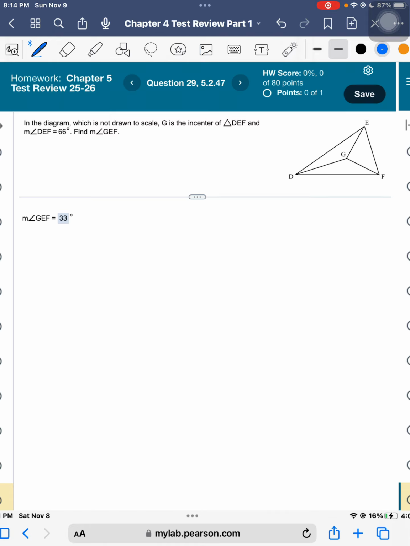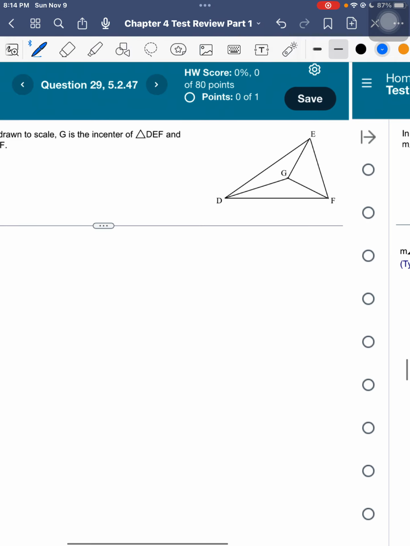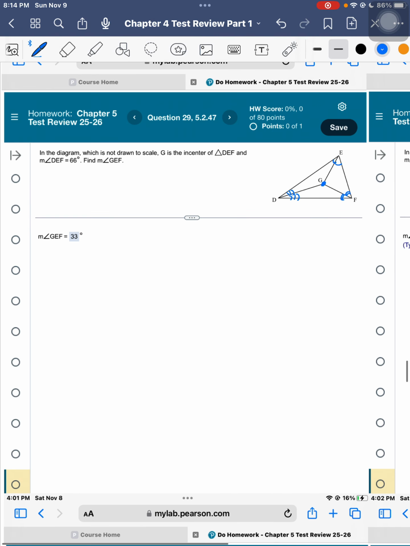So, in the diagram, which is now drawn to scale, G is the incenter. Okay, right there you guys need to start being able to think as you read. If G is my incenter, then that means that GE, GF, and GD are all what? They have to be angle bisectors, because I know the incenter is the point of concurrency of angle bisectors.